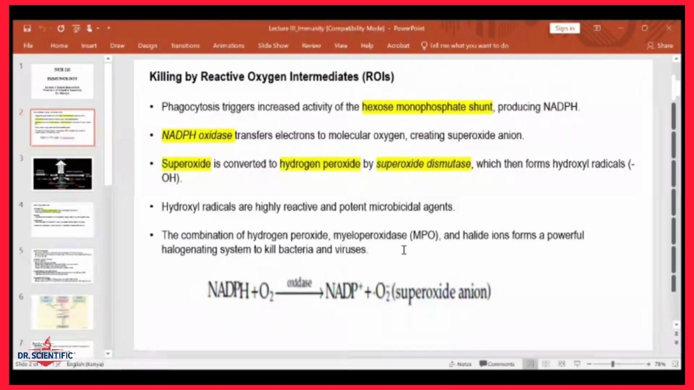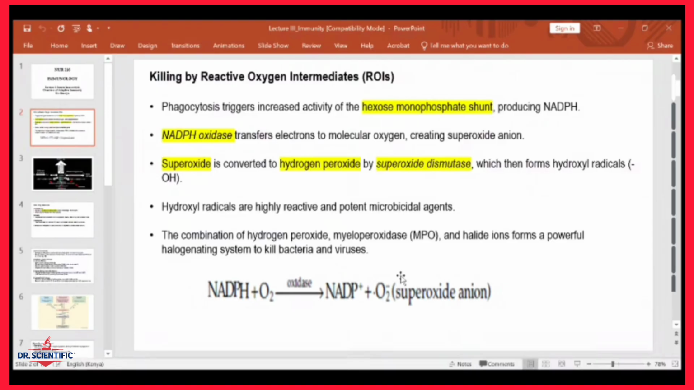And with the combination of myeloperoxidase, we've seen that even in neutrophils there are two types: the primary one that has myeloperoxidase, and the secondary one that does not. The combination of hydrogen peroxide, myeloperoxidase, as well as halide ions is able to kill bacteria, and even kill viruses. And that is just as a result of phagocytosis.